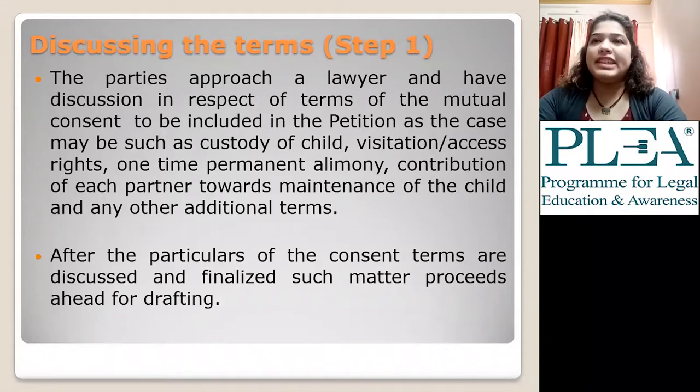See how it happens. It can happen in two ways. If the husband and wife are both mature enough to plan it themselves, and then they come to the lawyer and just tell the lawyer that we want divorce by mutual consent, this is one way. That is an easier process in comparison.